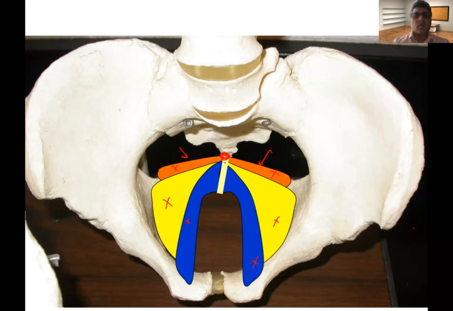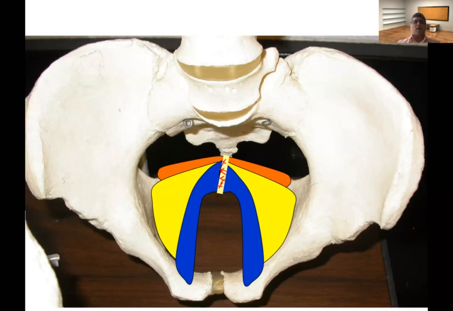Then in front of the coccygeus, you can see this area. There is a tendon in front of the coccygeus to which the muscles from the two sides get attached. They take origin from each other at this tendinous area, which is called anococcygeal raphe.